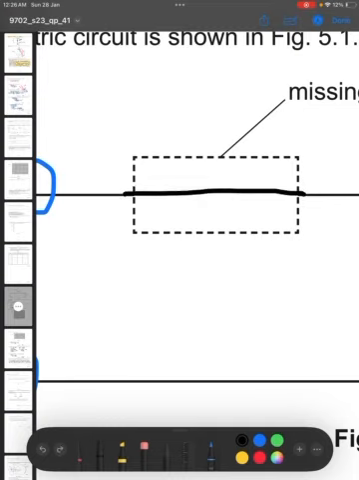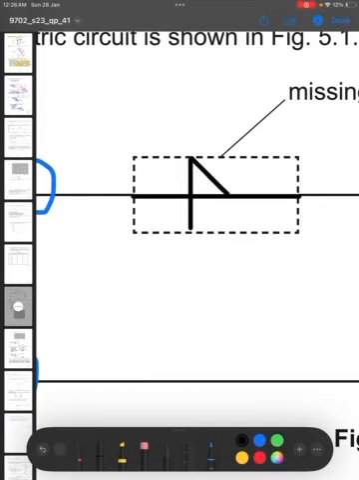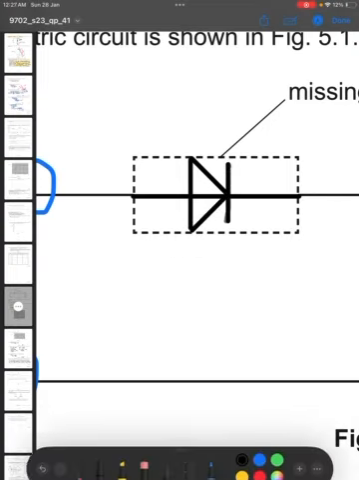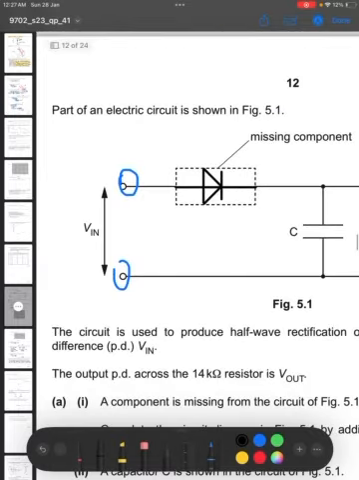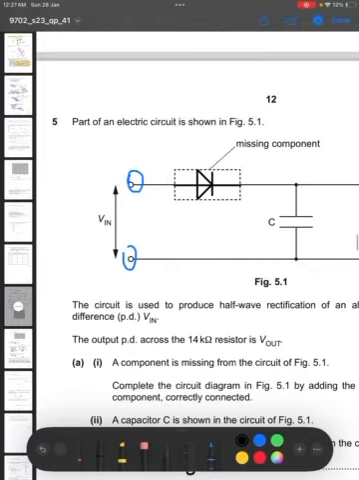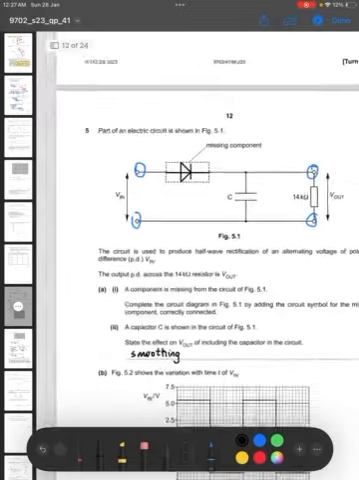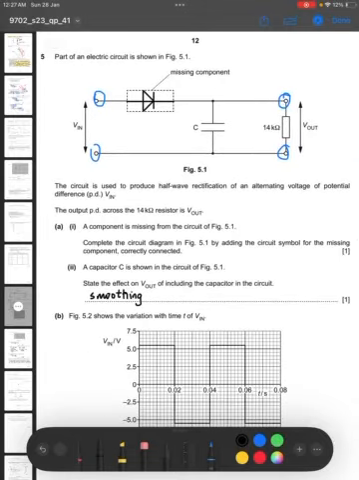I don't like that line. Better than that. Okay, then finally, okay, so that is our diode. We've connected our diode, which is the component which is needed to rectify.